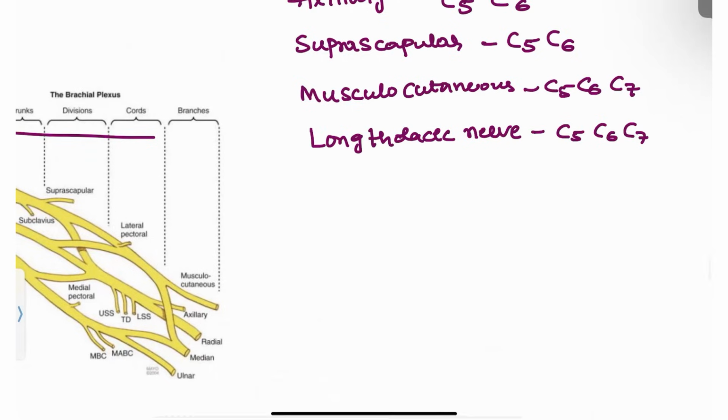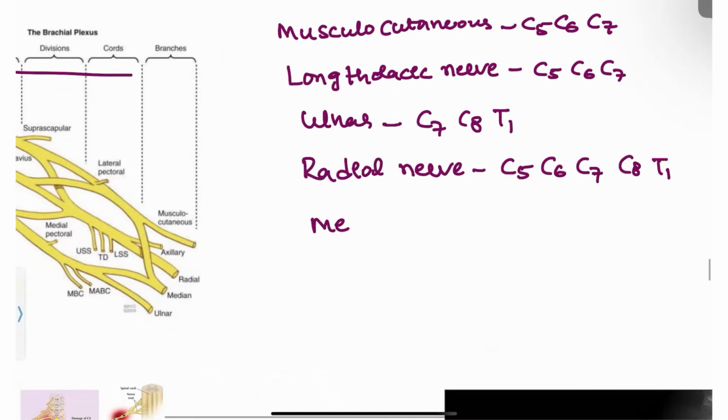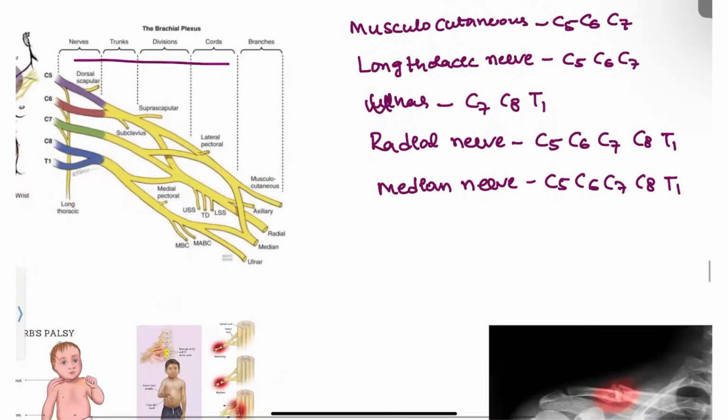And next one is the ulnar nerve. The ulnar nerve is supplied by C7, C8 and T1. Next one is your radial nerve. In the radial nerve, the nerve roots are C5, C6, C7, C8 and T1. And the median nerve is also supplied by C5, C6, C7, C8 and T1. So these are the nerve roots that you have to remember, guys, okay? This is very important.